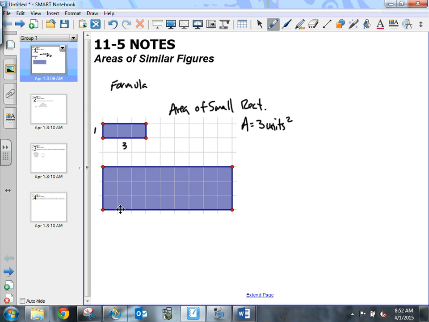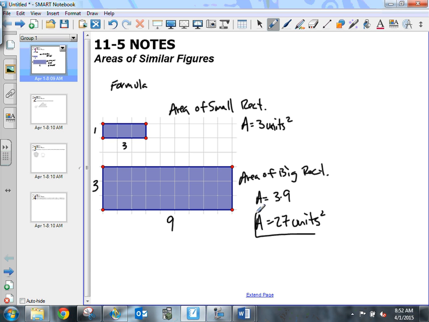Now this is another similar rectangle to this. I know that this is a 3 by 1, 2, 3, 4, 5, 6, 7, 8, 9. It's a 3 by 9. So if I take the area of the big rectangle, then I get an area of 3 times 9, which is an area of 27 units squared.